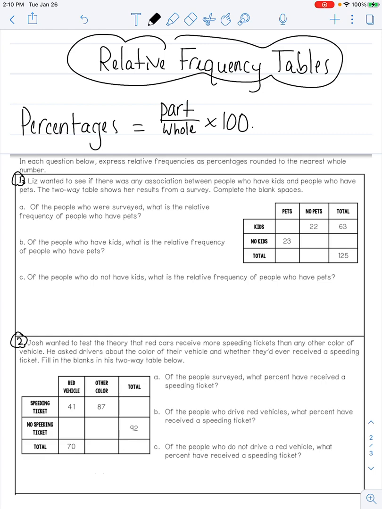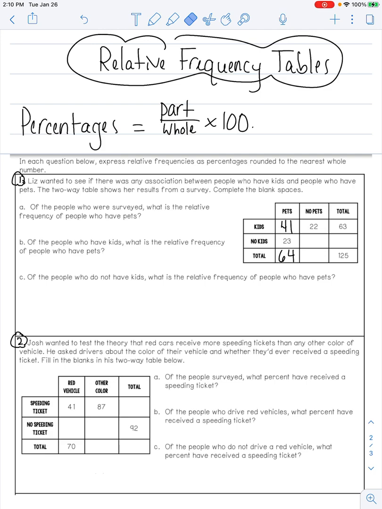Now that you've copied your two-way table, let's add and subtract to complete that. So the first thing I notice is I can subtract to fill in the blank for kids. So I'm going to do 63 minus 22 is 41. And I don't have anything else I can do for no kids or total, so now I'm going to do columns. Pets, I need the total, so I'm going to say 41 plus 23, and you get 64.